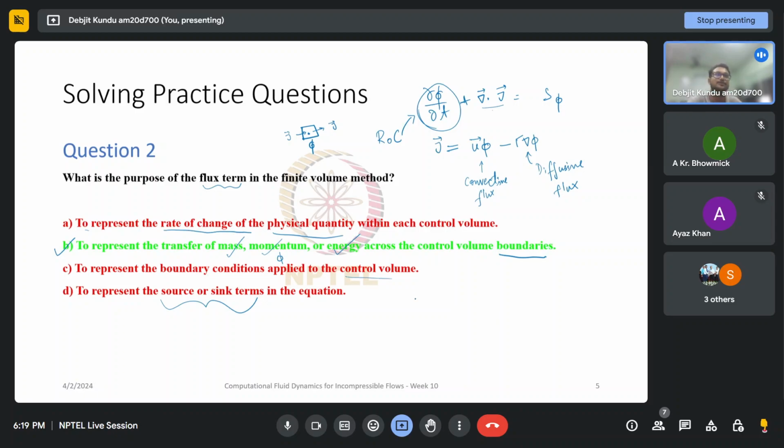And the third option, which says that to represent the boundary conditions applied to the control volume, this doesn't make any sense because all control volumes don't have boundary conditions associated with them. It's only the ones at the edge of the computational domain, they are the ones which have boundary conditions associated with them.